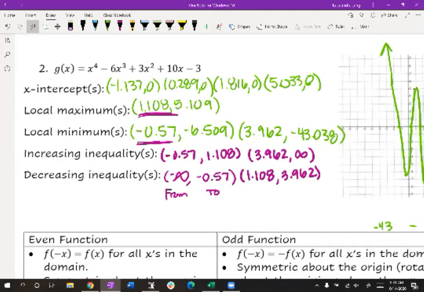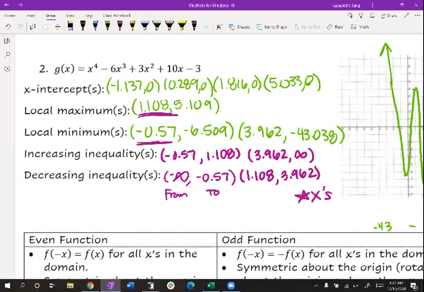All right, so these are, again, intervals. From what x value to what x value? Okay, so make yourself a little note here if you need to. These are all x's. From where to where? From what x value to which x value? The y's, I put an xy point for my local max and min, but I'm not really using the y's from those xy points on my increasing and decreasing inequalities.